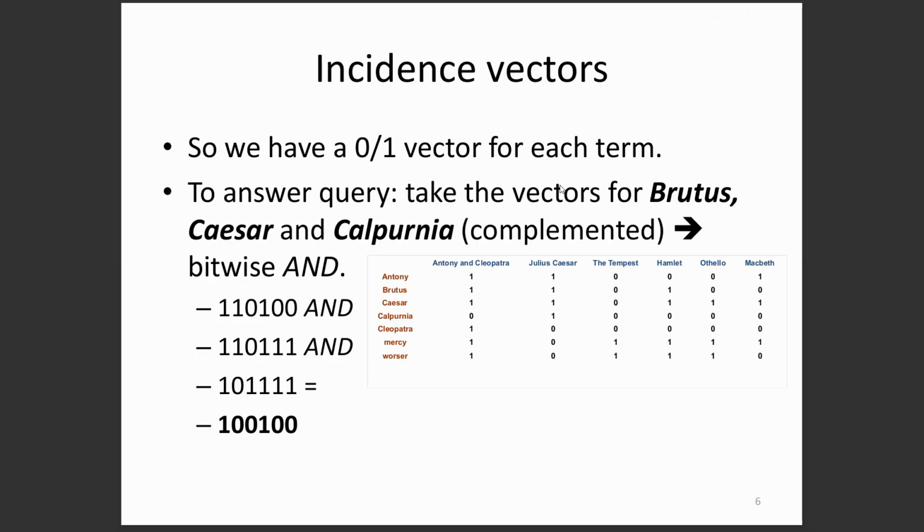Now to answer the query, take the vectors of Brutus, Caesar and Calpurnia. For Brutus, if we combine it in the form of a vector, as you can see on the screen, we will get 1 1 0 1 0 0. For Caesar, we will get 1 1 0 1 1 1, and for Calpurnia we will get 0 1 0 0 0 0. If you complement Calpurnia and perform the bitwise AND operation, you will get 1 0 0 1 0 0 as the answer.